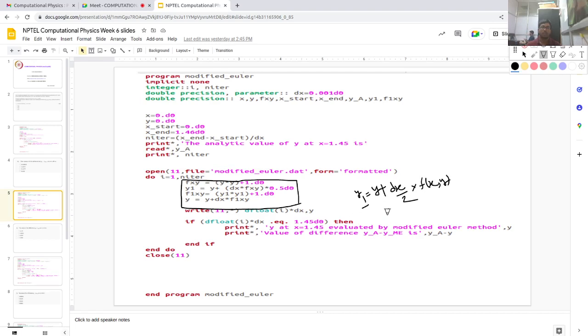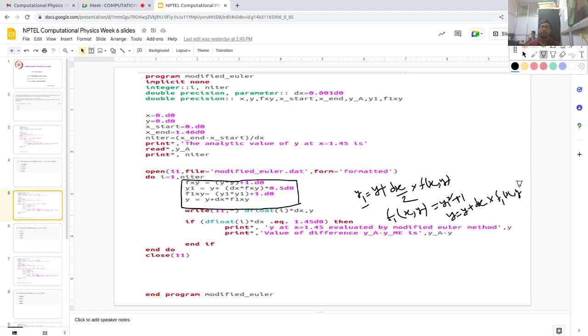And then what I am going to do is update the slope like this: f1 of x, y equals, now instead of taking y to define the slope, I am taking this value of y1, so y1 square plus 1 I am going to take, and then finally I am doing the usual calculation, that y equals y plus dx into, this time instead of using f of x, y, I am using f1 of x, y.